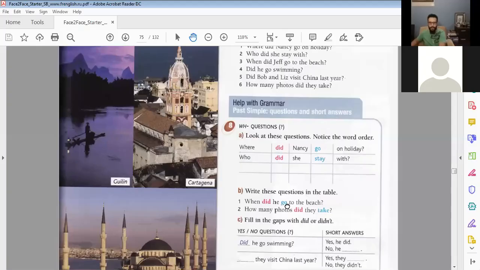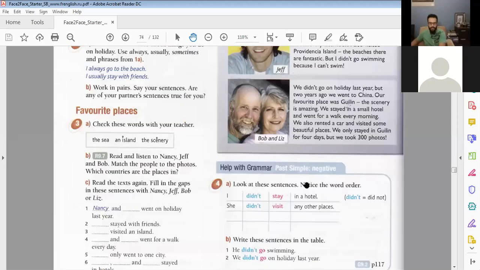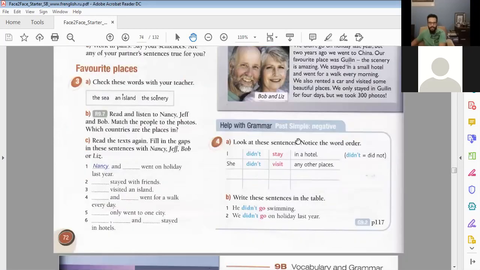We talked about how to make negative sentences using the past simple. In the past simple, we only use didn't, right? And we can use didn't with any pronoun. So we can say, I didn't stay, you didn't stay, she didn't stay, he didn't stay. It's the same. We use didn't for all the subject pronouns. And after didn't, we have to use the infinitive.